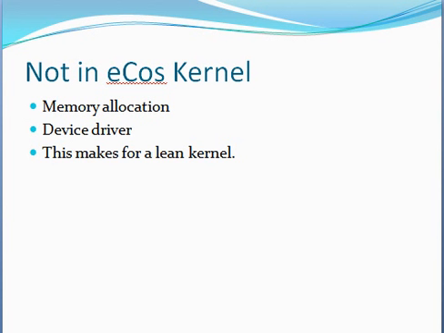Some functionality that is typically included in the kernel of an OS is not included in the eCos kernel. These are memory allocation and device drivers. This makes for a lean kernel. For example, memory allocation is handled by a separate package. Similarly, each device driver is a separate package. Various packages are combined and configured using the eCos configuration technology to meet the requirements of the application.